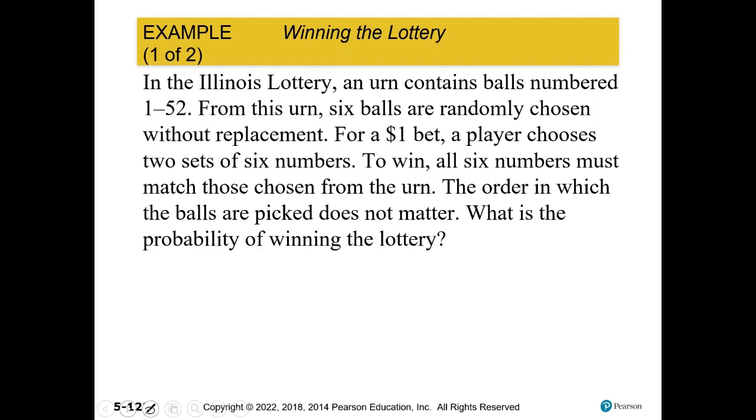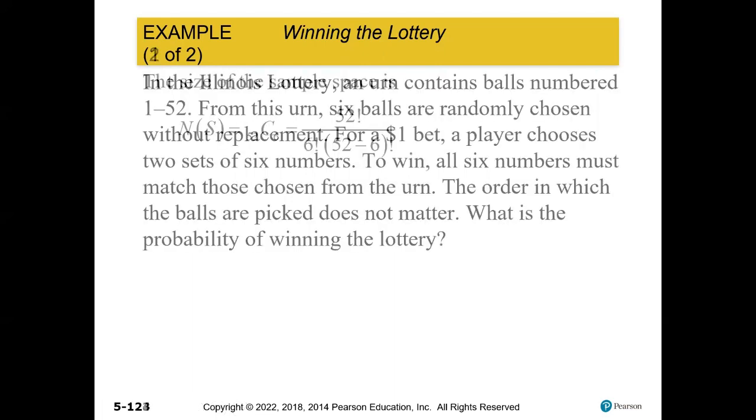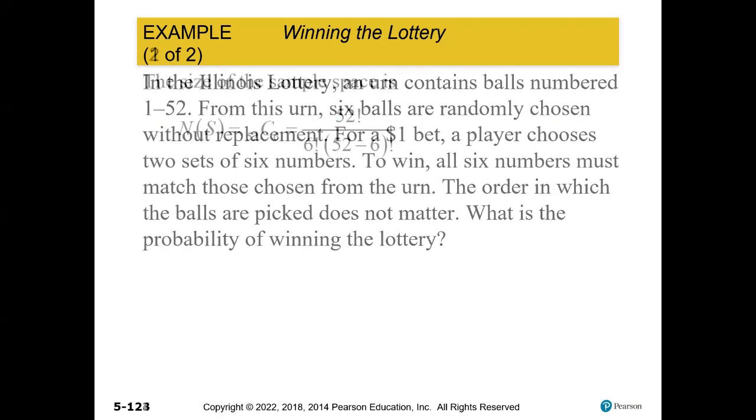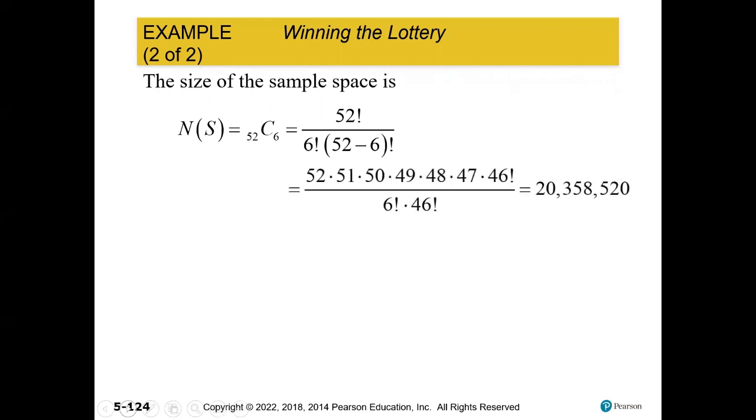If order does not matter, we are going to be using a combination. So we need to figure out how many ways we can pick 6 numbers from 52. 52 numbers, 6 are chosen, so we will do 52 combination 6. There are 20,358,520 groups of 6 from 52.